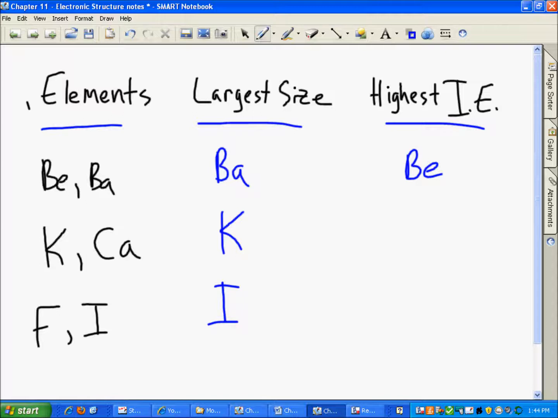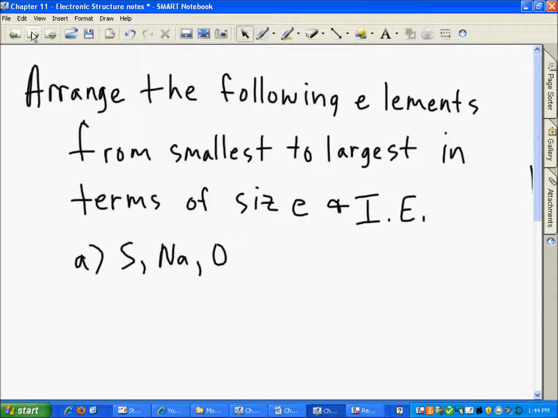Next one's going to be calcium. Right. And next one's going to be fluorine. Right. So the smaller one will have the higher ionization energy. Okay.